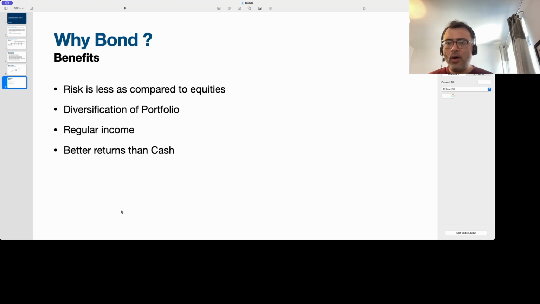So bond is basically a product that will help you to diversify your portfolio. So if you have a high equity exposure, you may want to complement that with a good mix of bonds and less risky securities, so that in case the equity market crashes tomorrow, the bond is there to take care of things and hold the strings together. It gives you regular income. We have already discussed it. So you get your coupons at a fixed defined frequency, and it also gives you better returns than cash.